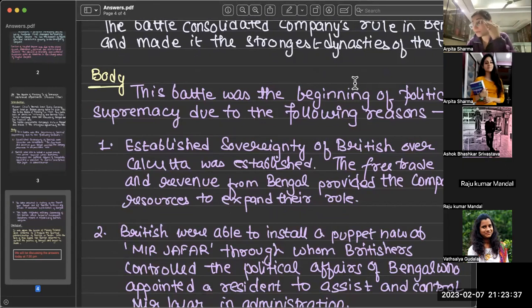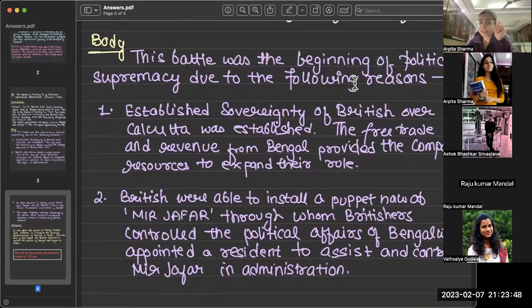If they had asked how did the battle happen, you could have written down the story. But the question is saying just discuss the importance. So here we have to just discuss the importance. Why is this battle so important? Why it is important? Because obviously it established sovereignty of British over Bengal. That is why it is important.